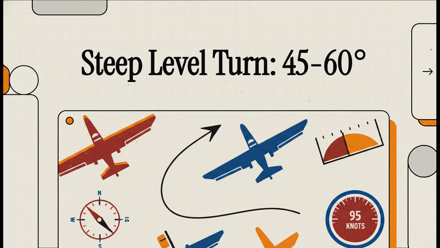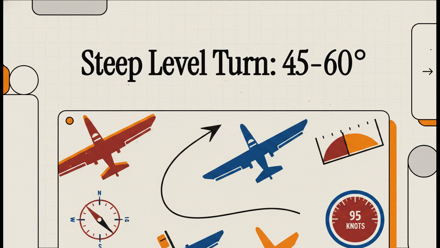All right, let's dive right in. Today, we're taking on one of the most physically thrilling and honestly technically demanding maneuvers in all of aviation. In this explainer, we're going to master the steep level turn. We are talking about banking the aircraft at extreme angles, anywhere between 45 and 60 degrees.